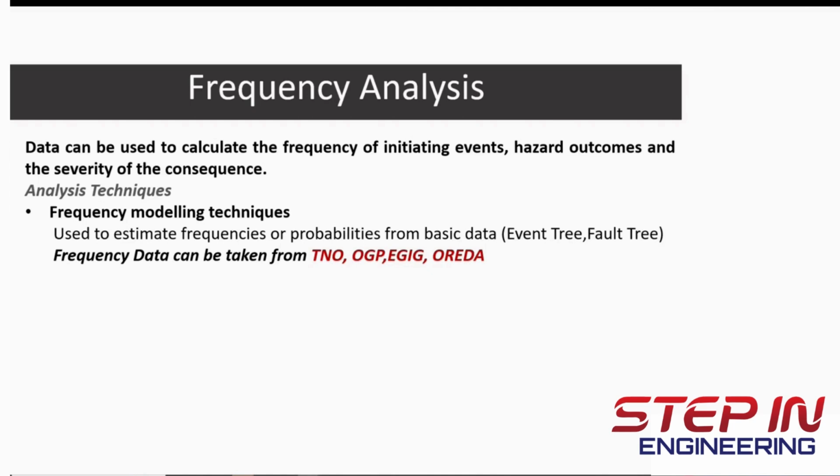Pipeline failure means a leak or rupture of a particular pipeline. So how often can an equipment or vessel fail, or otherwise the fittings with respect to the equipment can fail? All these data, we are fully dependent on the databases. The databases were provided by some organizations like TNO, OGP, EGIG, and ORADA. From those databases, we will be calculating the failure frequencies.